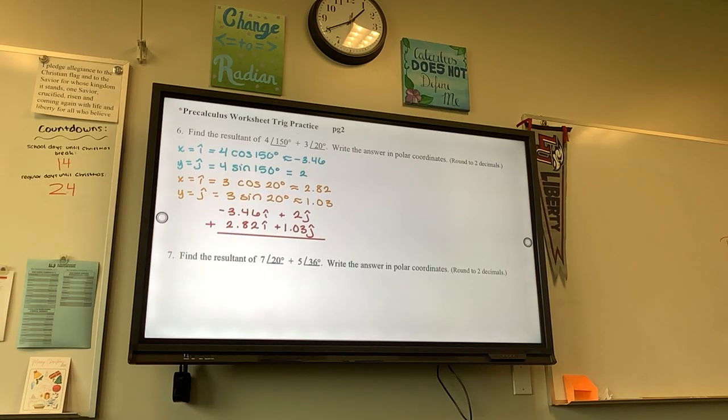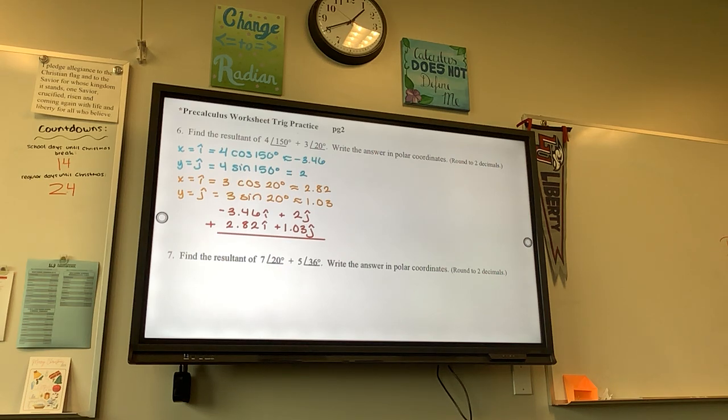Give you a second to get that written down, and I'll get answers from this. You can see how this is just a calculator heavy problem. Now, we do have to convert it to polar coordinates, so we've got a little extra work, but really it's just a lot of calculator cranking out numbers. All right, I'll take a sum when you're ready.